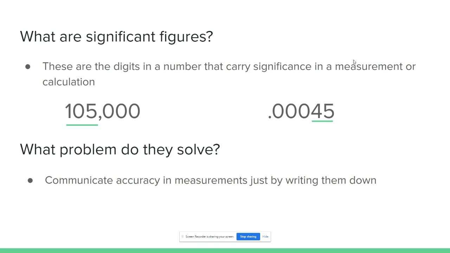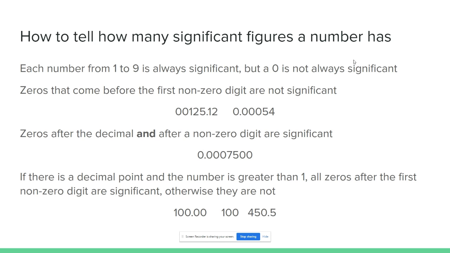So what problem does the system of significant figures solve? It allows us to communicate our accuracy in our measurements just by writing them down. I think you've seen sometimes plus or minus 0.1 or plus or minus 0.2, but using a standard set of significant figures lets us do that without any of those unnecessary extra steps.